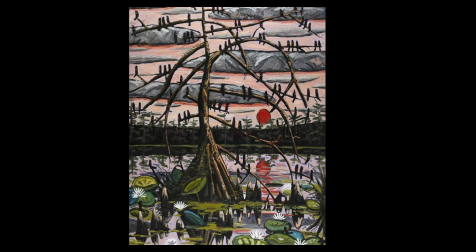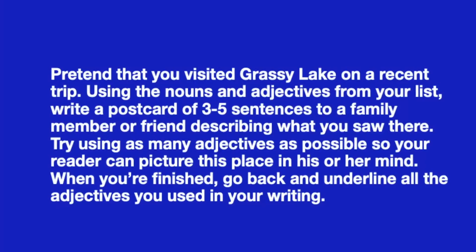Okay, now that we've made a list of nouns and adjectives that describe what we see in the painting Red Moon by David Bates, let's use what we know to complete the following activity. Pretend that you visited Grassy Lake on a recent trip. Using the nouns and adjectives from your list, write a postcard of 3 to 5 sentences to a family member or friend describing what you saw there.